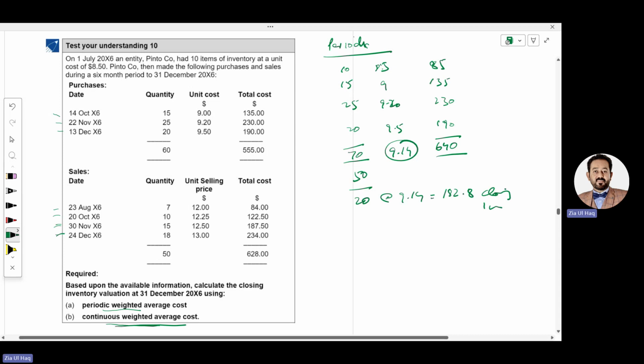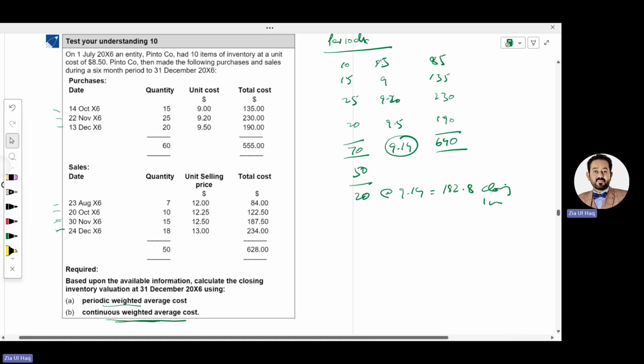Now we should move towards the continuous method. For that, we need to make 3 columns.